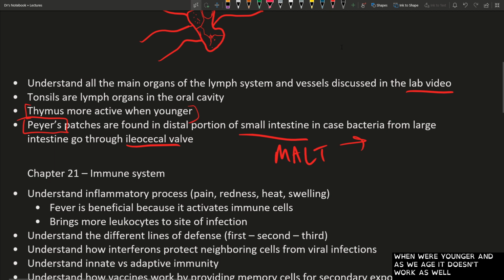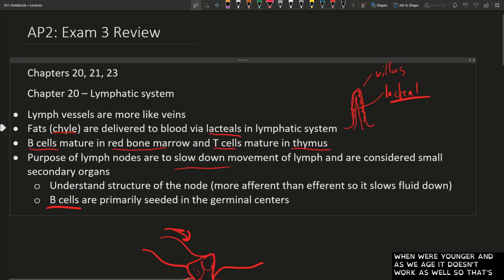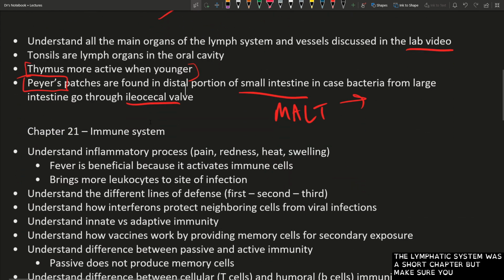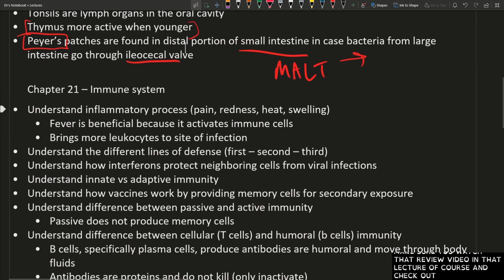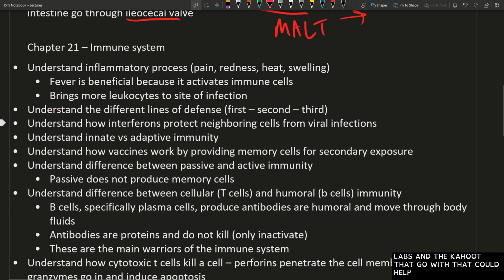work as well. So that's the lymphatic system, a short chapter, but make sure you watch that review video and that lecture, of course, and check out the virtual labs and the Kahoots that go with that, which could help you answer some questions. Then the immune system here.